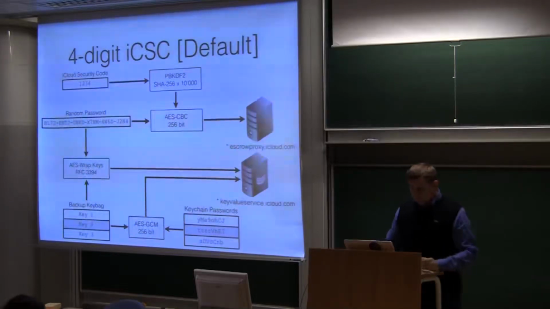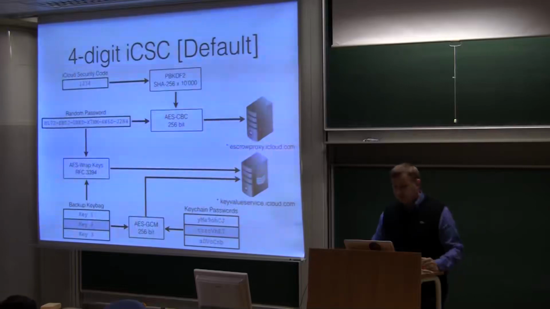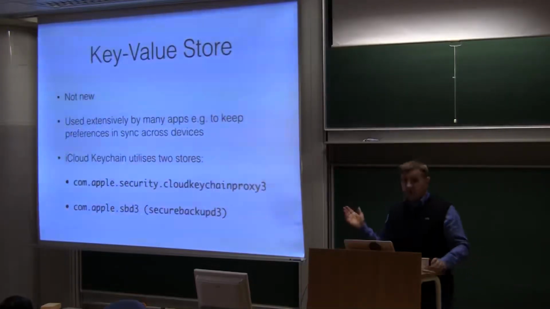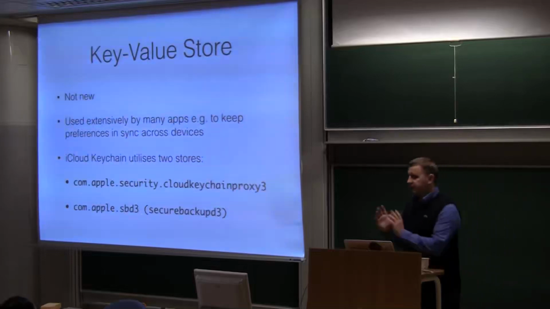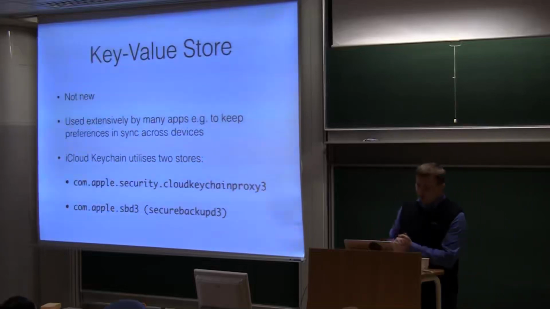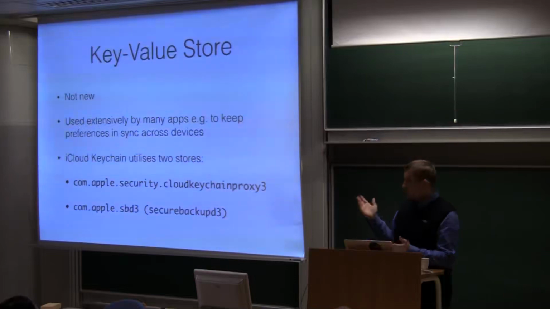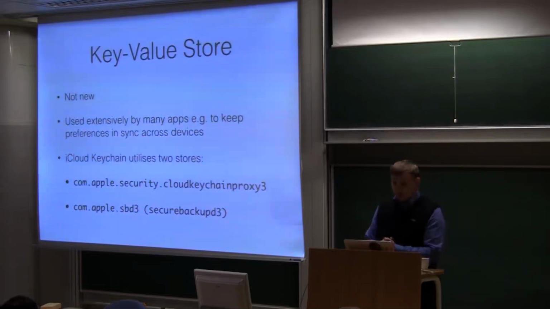Now let's see what exactly is stored in the key value service. Well, first of all, let me state that this service is not new at all. It was probably the first iCloud service introduced, and a lot of applications are using it to keep preferences in sync across devices. One of the examples is that Safari uses this service to sync your opened tabs on different devices. So it's not something exclusive to iCloud Keychain.